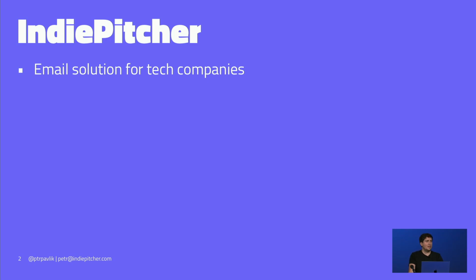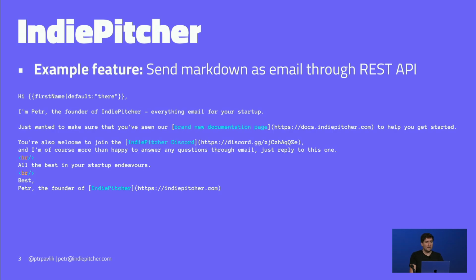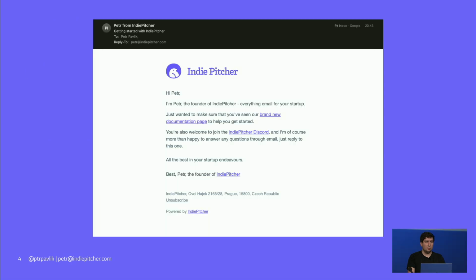It's a website and a REST API for sending emails, basically. Here is a quick example. One of the things you can do is take a markdown and turn it into, I believe, a decent-looking email. You can add a custom logo of your brand. You can change the accent color, that kind of stuff.